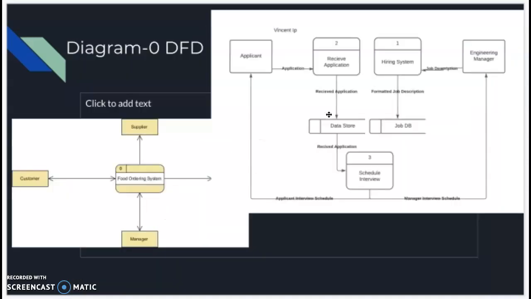The diagram 0 DFD zooms in on the system and shows major internal processes, data flows, and data stores. It is very similar to a context diagram except for the middle, where it says hiring system, which gets expanded and becomes a series of processes. It is used to provide insight views of an information system, and represents internal processes, entities, data flows, and data stores.